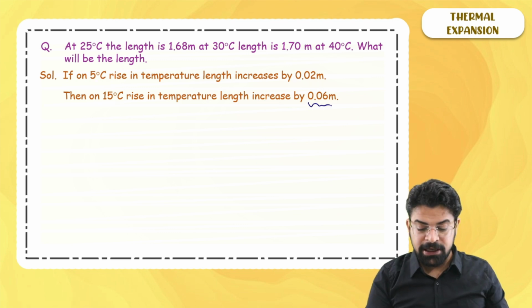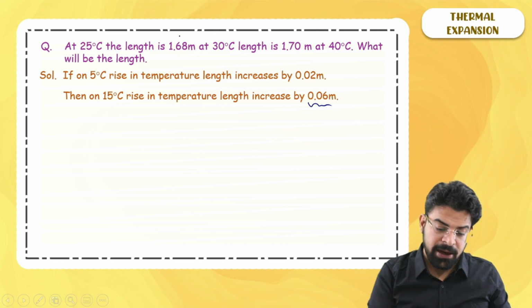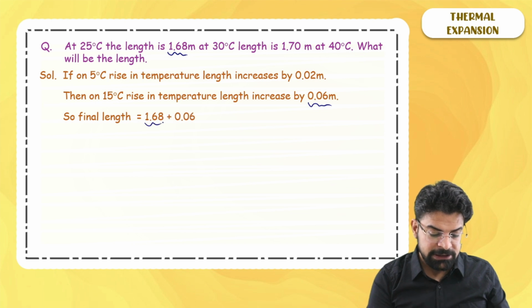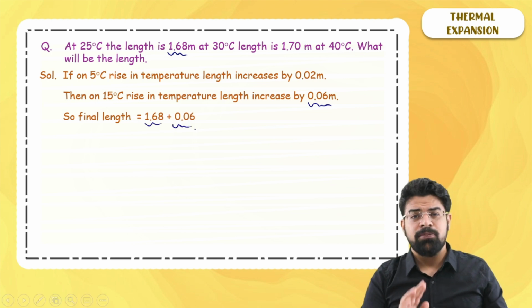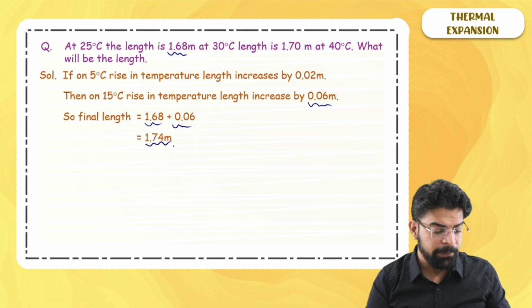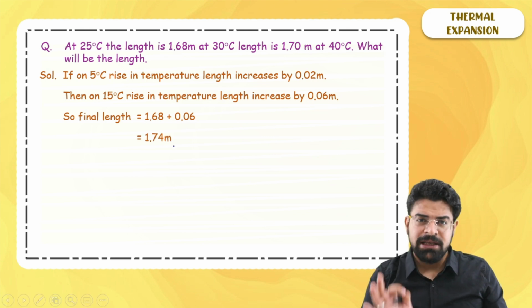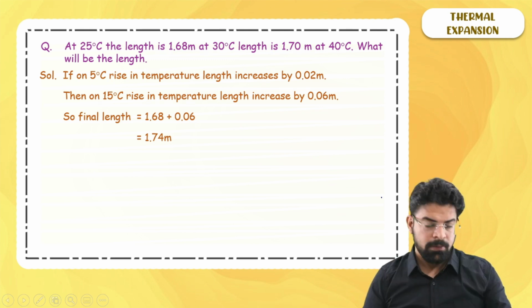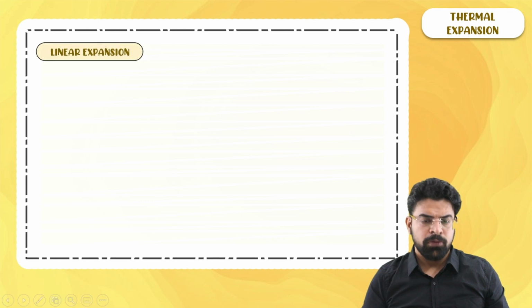Now if the length increases by 0.06 and original length is 1.68, the final length will be equal to 1.68 plus 0.06, and 1.68 plus 0.06 gives you 1.74 meter. So this is how questions based on linear expansion are easy. So let's talk more on linear expansion.